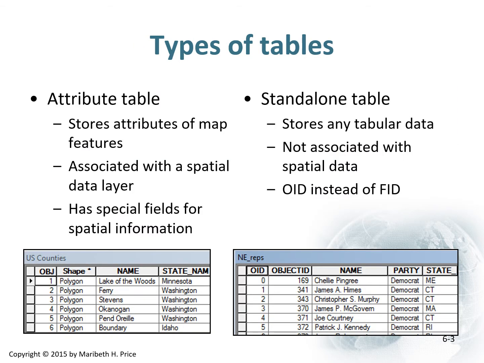So what types of tables do we have? We have attribute tables and standalone tables. Attribute tables store attributes of map features. They're associated with a spatial data layer. They also have some special fields for spatial information to make it all work. Then we have standalone tables. They can store any kind of tabular data. They are not associated with spatial data, and so they have an OID, not an FID.